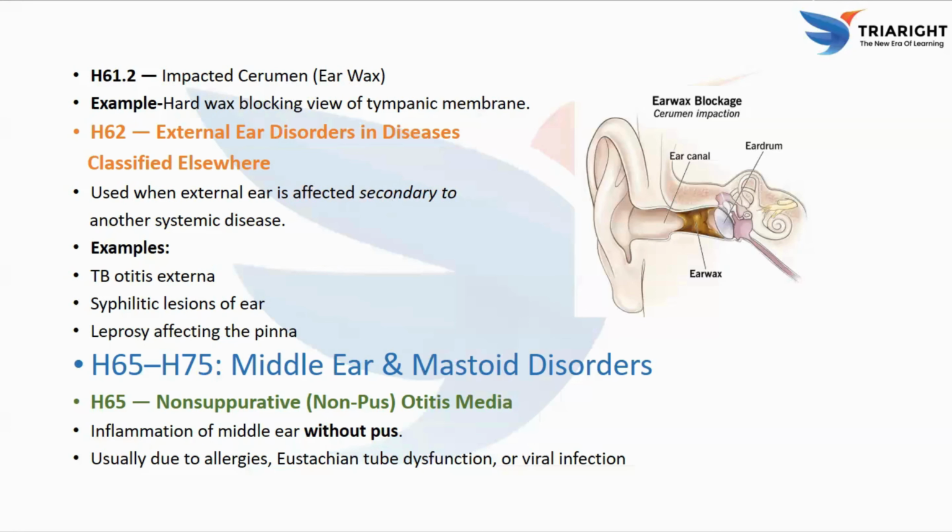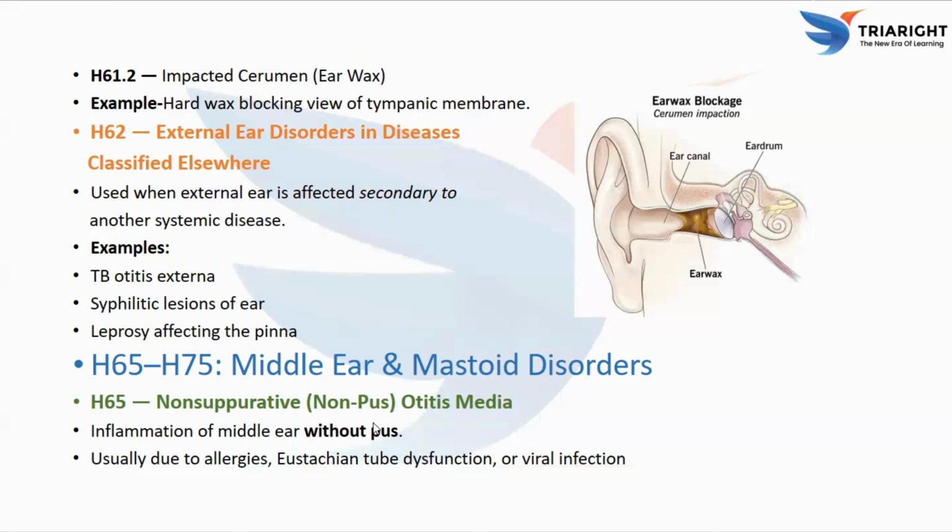For example, TB, syphilis. There are some examples like TB otitis externa. This is Mycobacterium tuberculosis infecting the external ear. The primary code is the tuberculosis code, whereas the secondary code involves the H62 category. The other example is syphilitic lesions of the ear. This is a secondary manifestation of the syphilis infection. The primary code, you have to assign A52, A53 category codes. And the secondary code, you have to include the H62 category code.